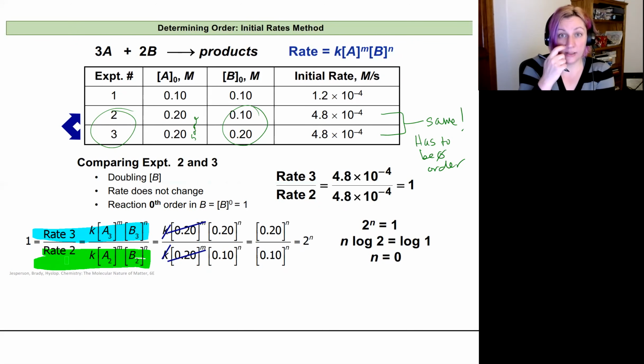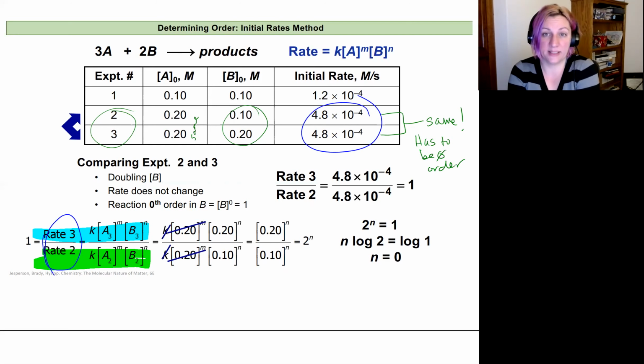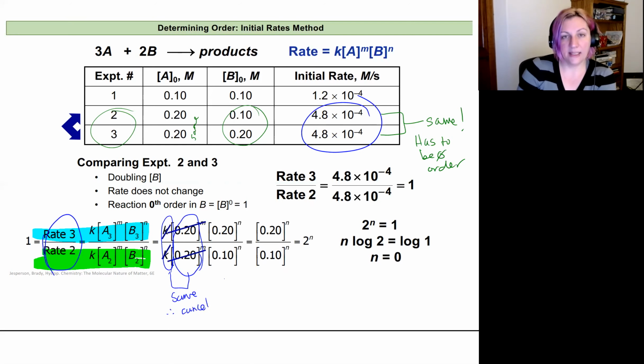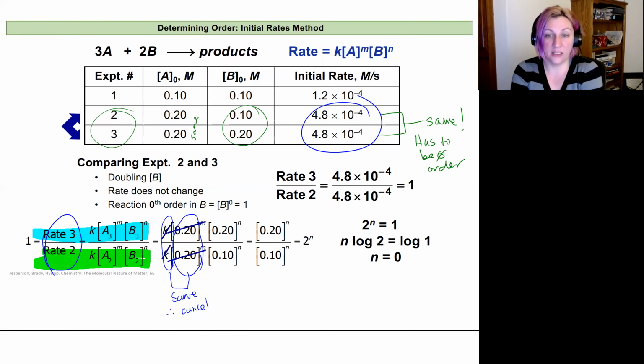Some of these things are the same, and some of these things I have information for. So I can plug in information for my rates, because those are coming from right here, my 4.8 times 10 to the negative fourth for both. My K's cancel because they're the same, and my A's cancel because they're the same. So I get a value that's just the ratio of the rates is going to be equal to the change in concentration of B to the N power. And these rates are the same, so when I plug those in, I get a value of 1.